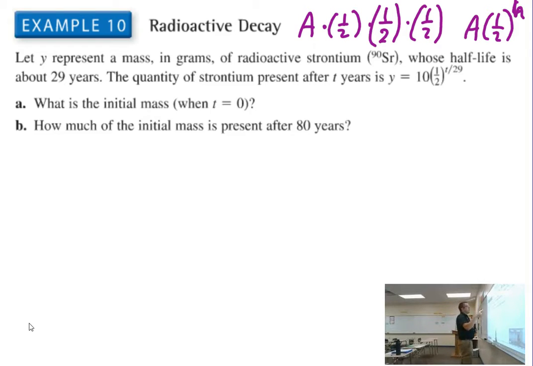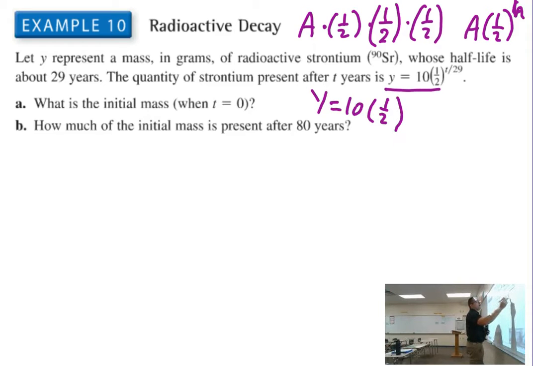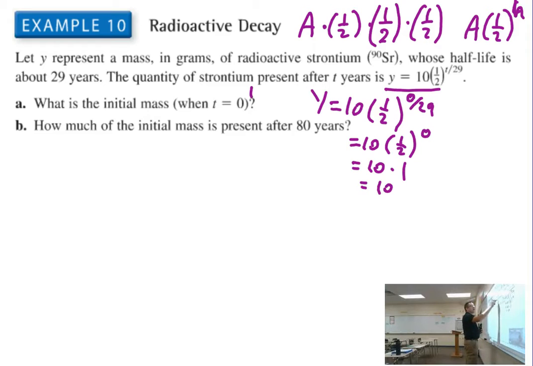So what's the initial mass when t equals 0? What we would do is take this equation and plug in 0. Well, 0 over 29 is 0. Anything to the 0 power is 1, which means that we're going to have 10 grams at the start. If I look at this model, this stands for initial amount, and that number in this case was 10.